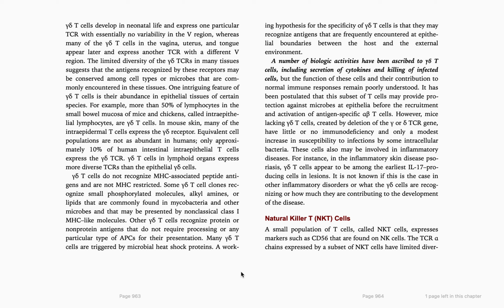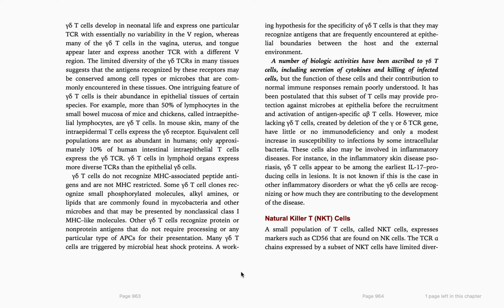Gamma delta T cells in lymphoid organs express more diverse T cell receptors than epithelial gamma delta cells. Gamma delta T cells do not recognize MHC-associated peptide antigens and are not MHC restricted. Some gamma delta cell clones recognize small phosphorylated molecules, alkyl amines, or lipids that are commonly found in mycobacteria and other microbes, and they may be presented by non-classical class 1 MHC molecules.